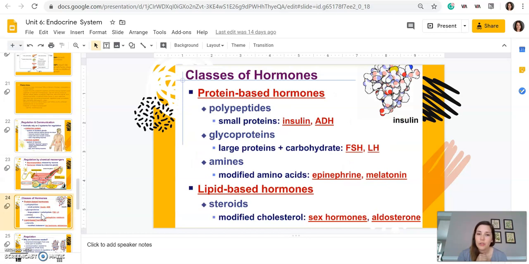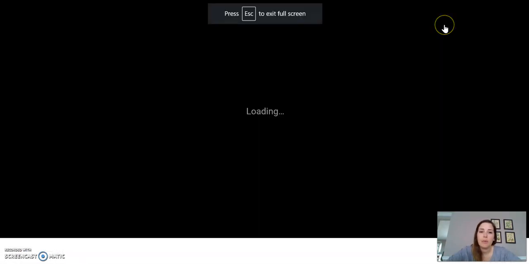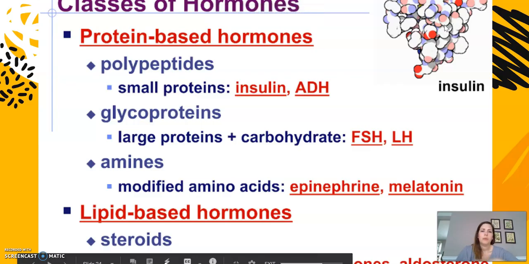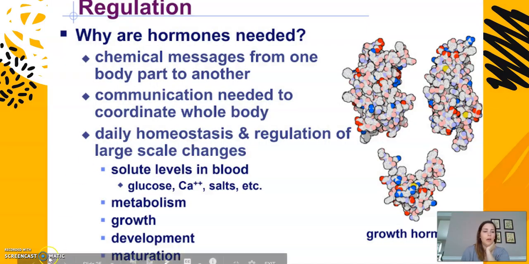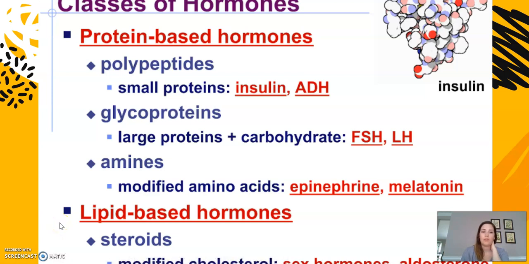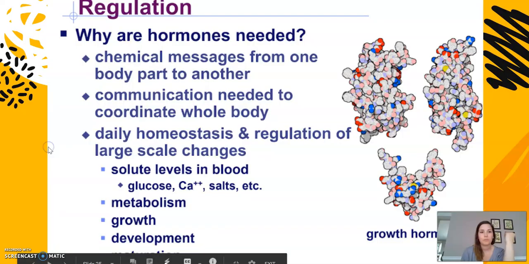All right, we need to know the two different types of hormones. There are protein-based hormones and lipid-based, or fat-based, hormones. Some examples: polypeptides, glycoproteins, amines, and then lipid-based hormones like steroids. So those are the two classifications: protein-based and lipid-based.